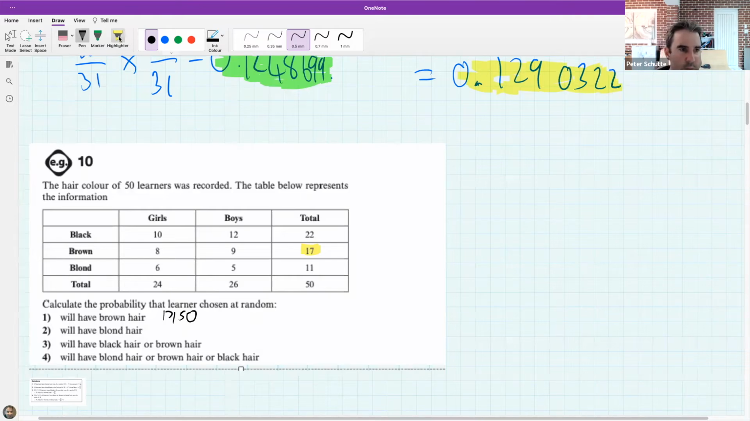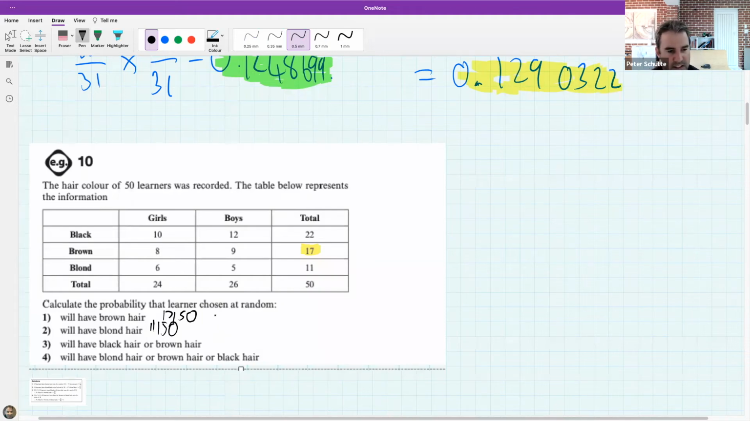And for blonde hair, what's that going to be? Geez, the answers are flying in here. They're on fire. Okay, so I'm getting the impression that this is not too bad for you guys. So I'm going to put the answer in there, 11 out of 50. What about 3 and 4?